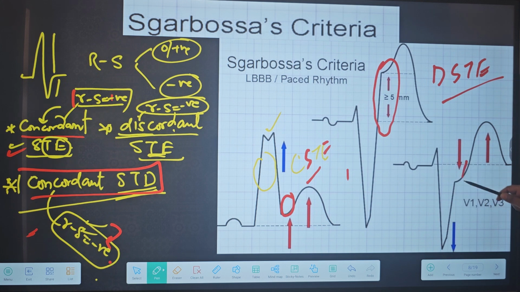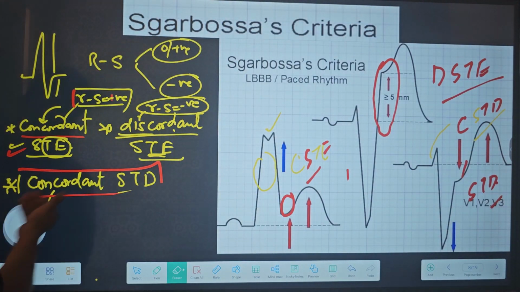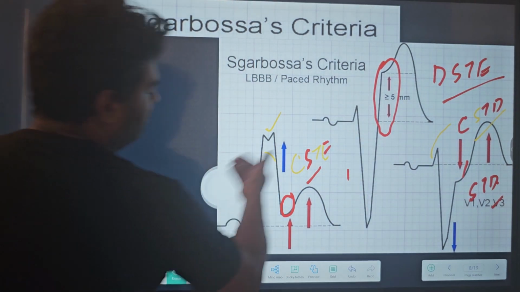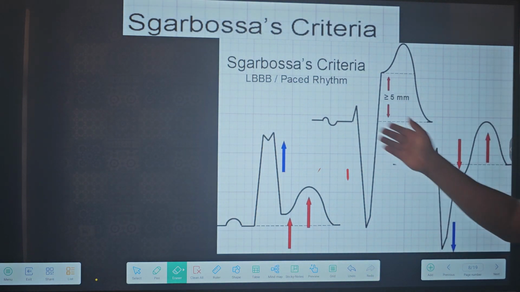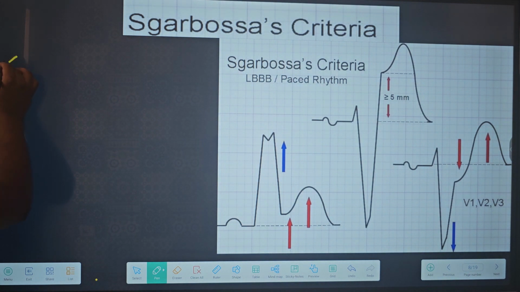And in this case there is ST segment depression, but R minus S is negative, so this will be concordant ST segment depression. So we have to understand these 3 points very clearly: concordant ST segment elevation, discordant ST segment elevation, then concordant ST segment depression. If we understand this point, then we can understand Sgarbossa criteria. What is Sgarbossa criteria? Sgarbossa criteria specifies different numbers to these things.